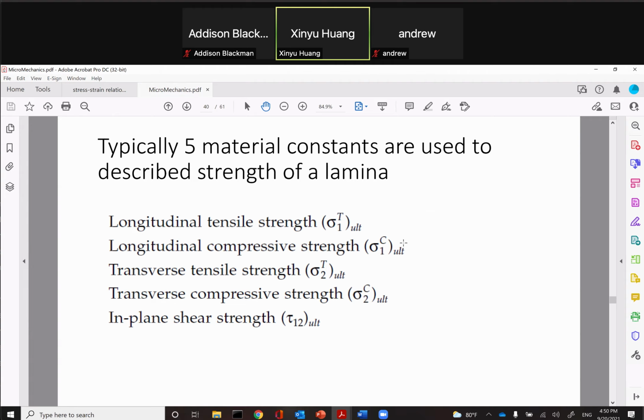Now, you can pull the material in the 2 direction, which is dominated by the matrix, the polymers. Again, you have a tensile loading and compressive loading. And then you have a shear strength. So there's a minimum set of numbers you need to describe how strong a lamina is. You can see this is way more difficult than an isotropic material, where you pretty much use a single number, okay?